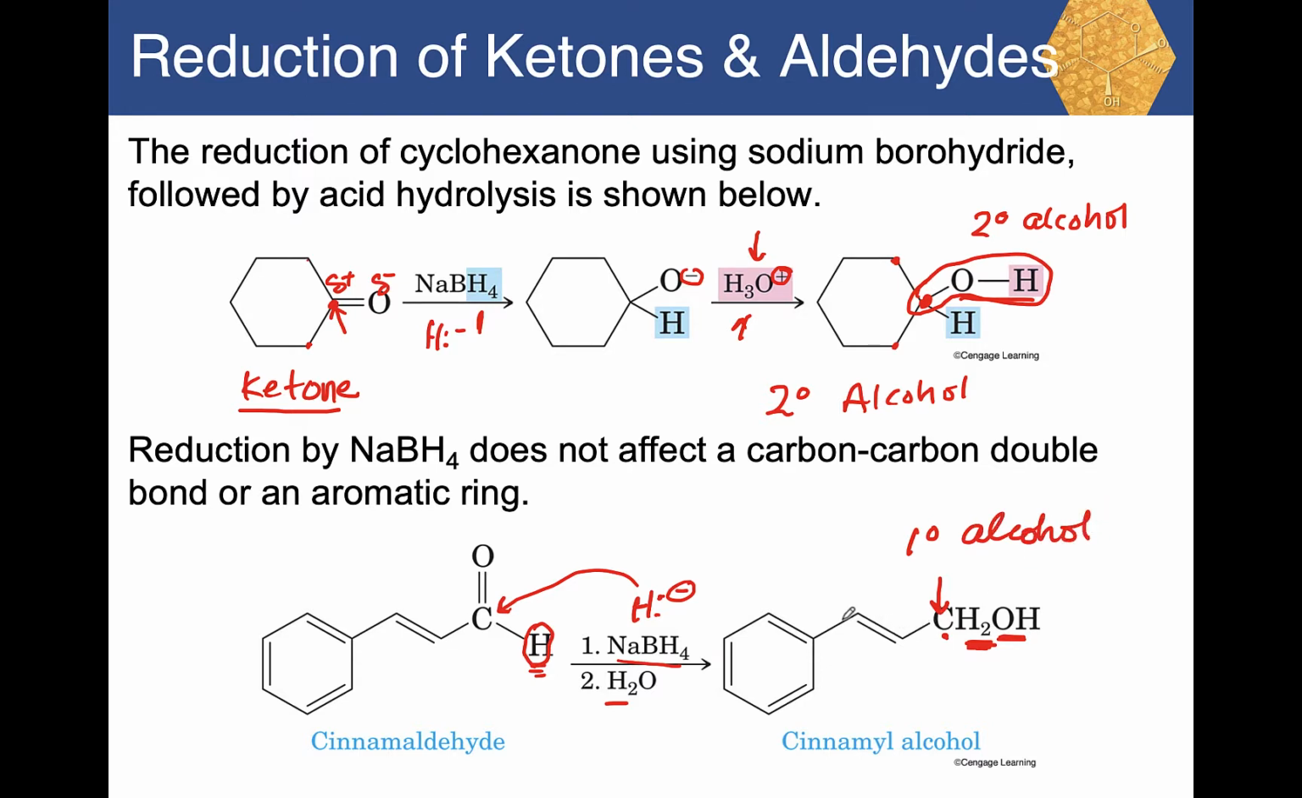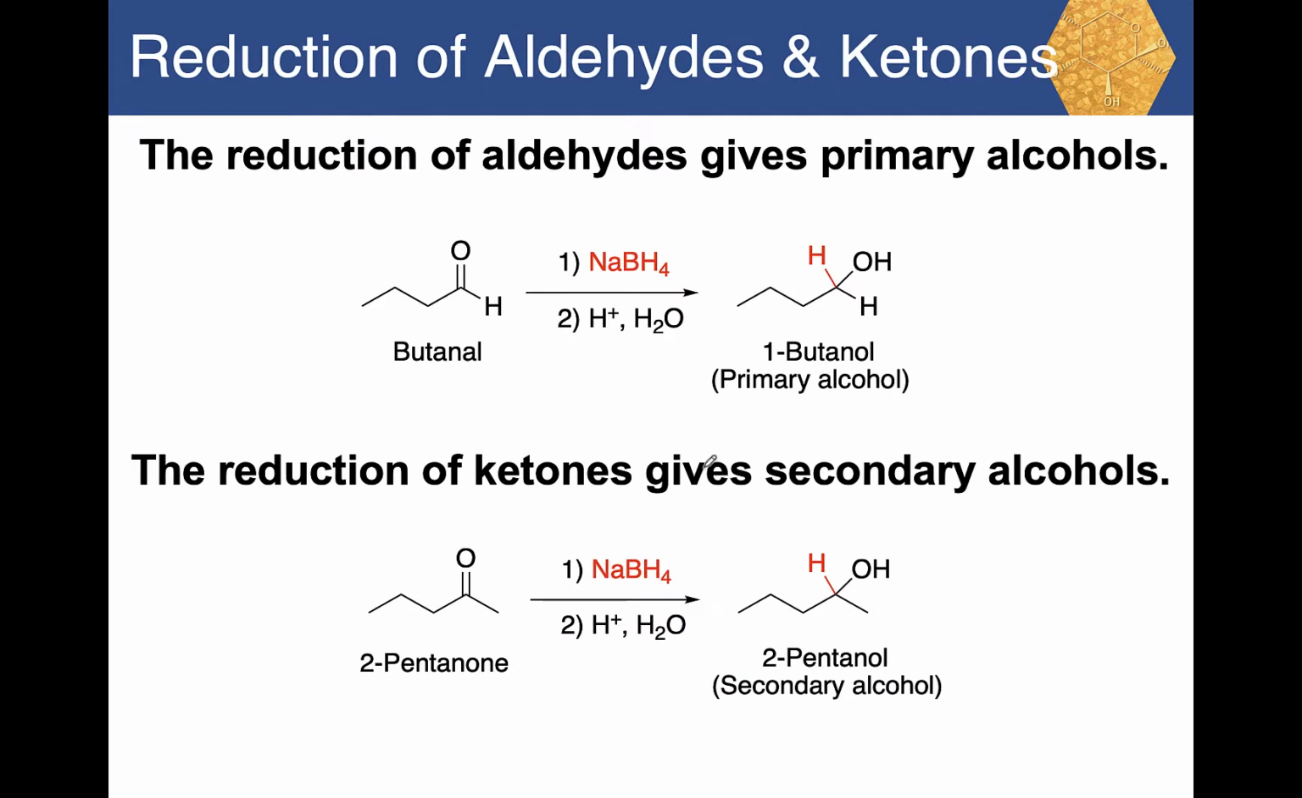So, summary. Aldehydes, let's write it here, are reduced to primary alcohols. Why? Because of this H. And we maintain that H in the product, and it adds another H from the reducing agent. Let's look at a couple more reactions.